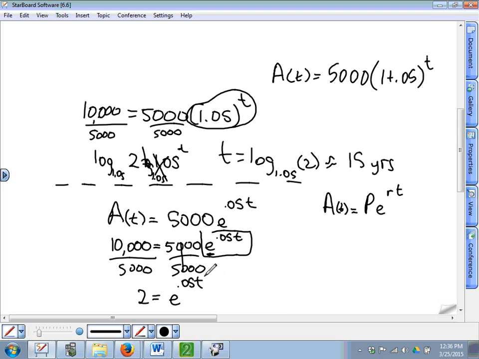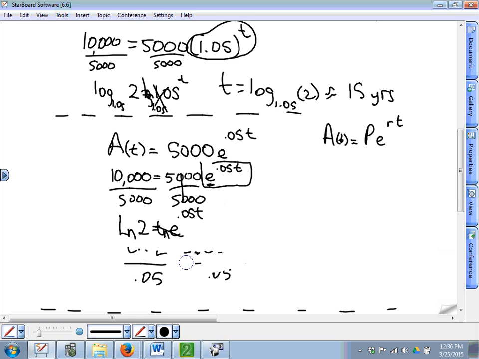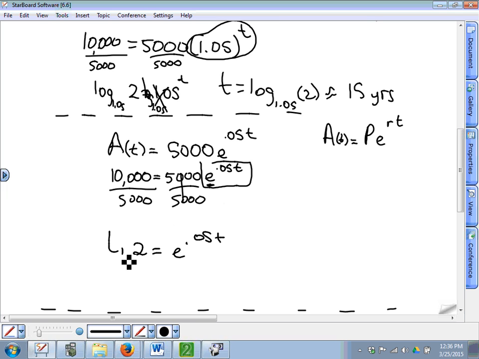That pesky t is still an exponent. Now you use ln on both sides. Natural log cancels the base of the e. Let's see. Oh, I didn't want to erase that. Let's try this again. 2 equals e to the 0.05t. ln here, ln here. E and the natural log cancel out.